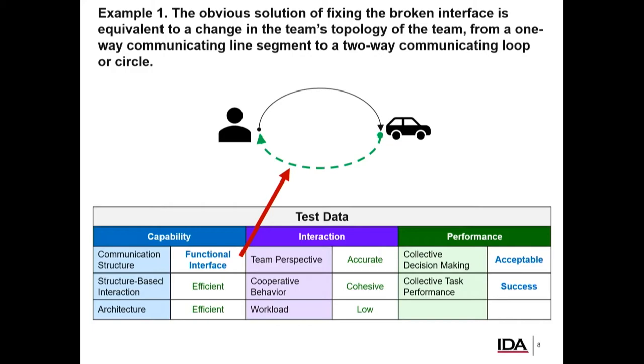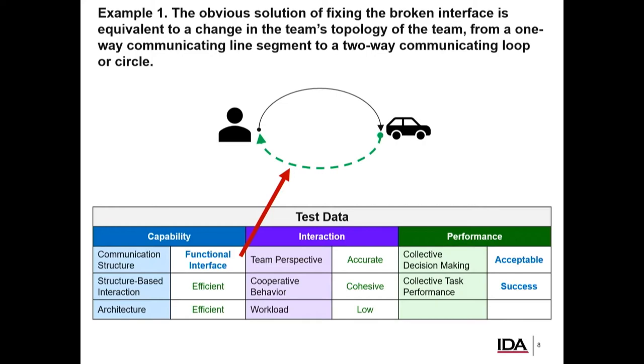However, if we repair that and we allow the car to then communicate back to the human, okay, that's a very simple concept. It seems obvious. It seems trivial. But what that does is it adds another structure to the underlying team's shape, right? So you add that extra line of communication back from the car to the human, and now you have a circle instead of a line segment. A circle is fundamentally a different shape from a line segment.